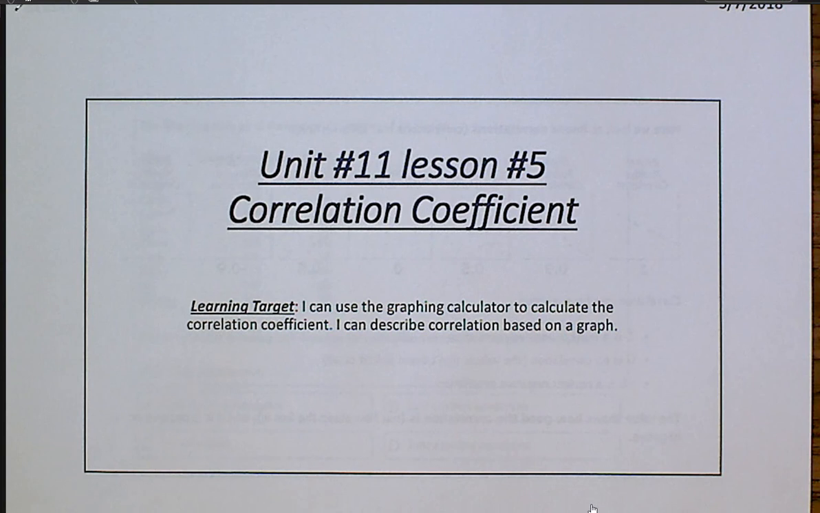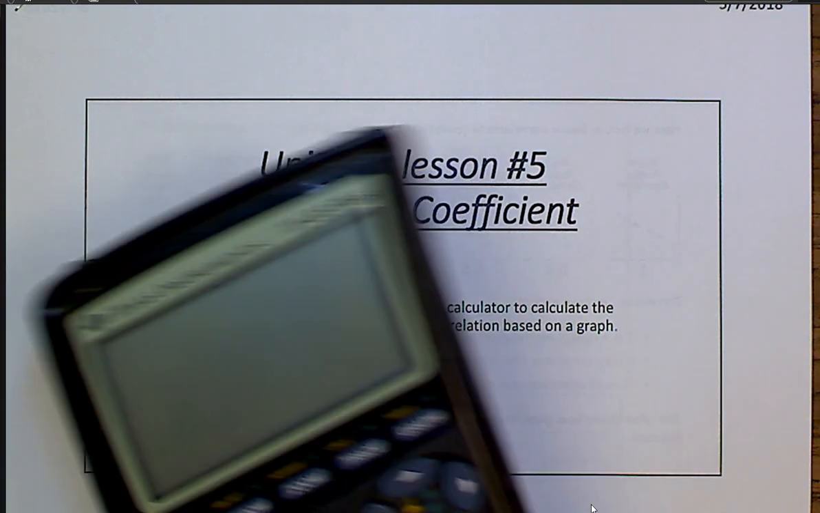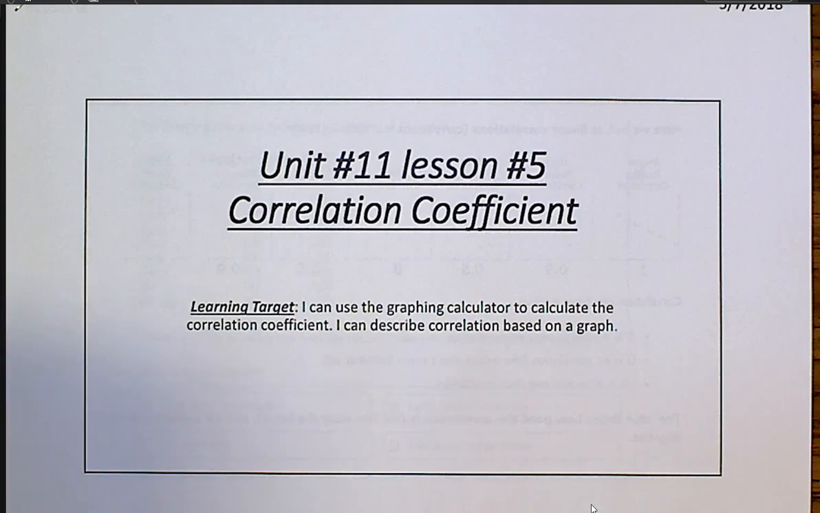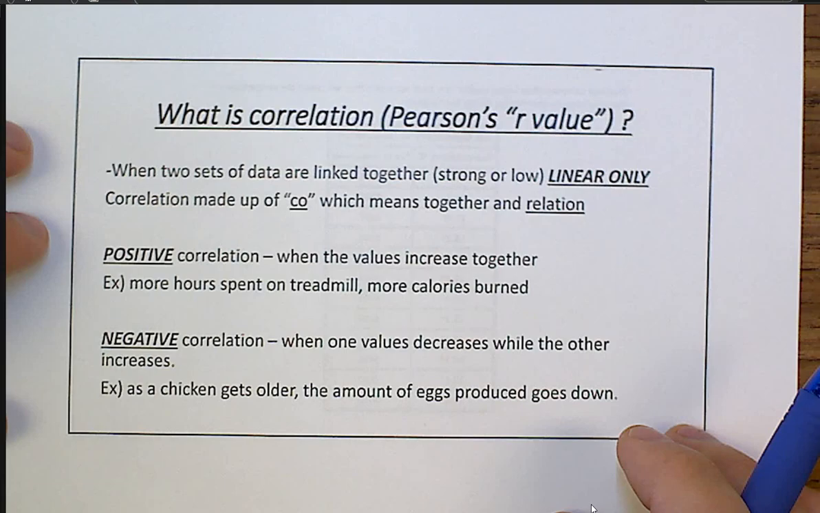Now, just a forewarning, you can calculate the correlation coefficient by hand. However, I am not going to ask you to do that in this unit moving forward. So you will need a graphing calculator for this. There could be a way to do it on a scientific. I'm not sure how to do that yet. I haven't looked into it, but I know how to do it on the graphing calculator. So make sure you have yours handy. If you don't have yours handy, make sure you hit pause and go find it so that you can know how to do this. So let's talk about what correlation is.